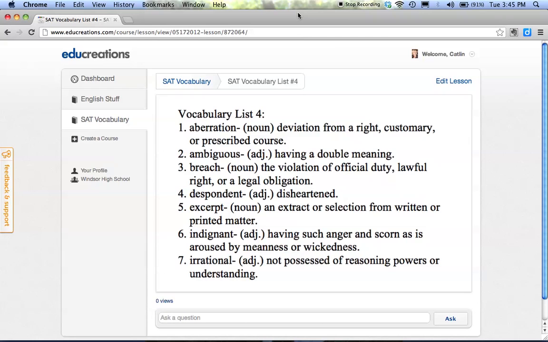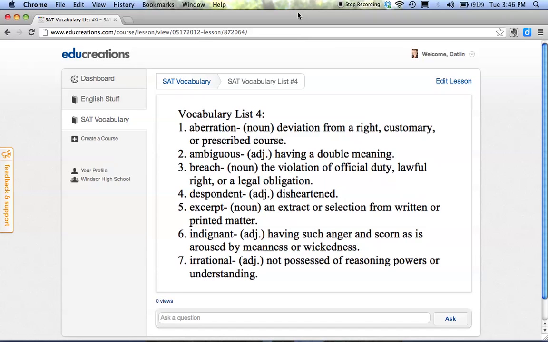Number 4 is despondent. And this describes someone who is disheartened. They're hard to kind of connect with because maybe they're depressed. They're fairly unattached because of their emotional state. So someone who is despondent is disheartened. They're depressed. They tend to be kind of isolated.